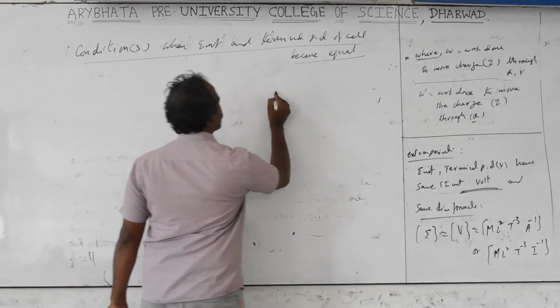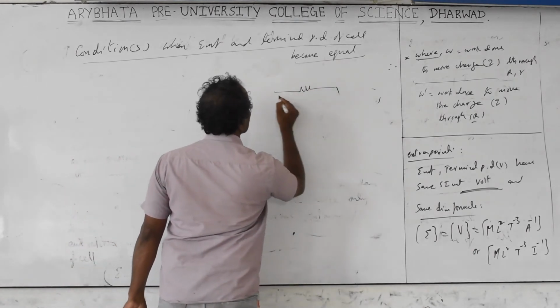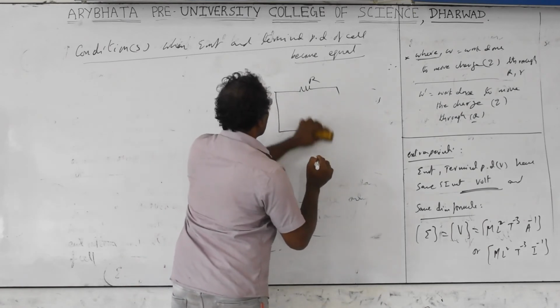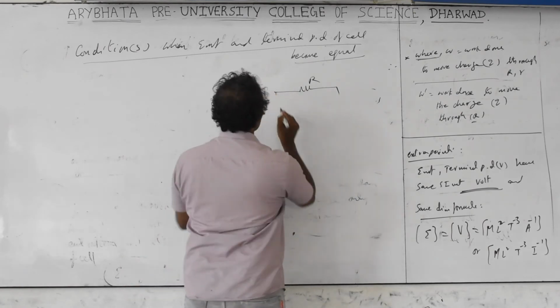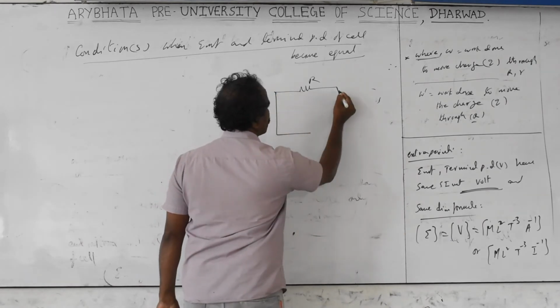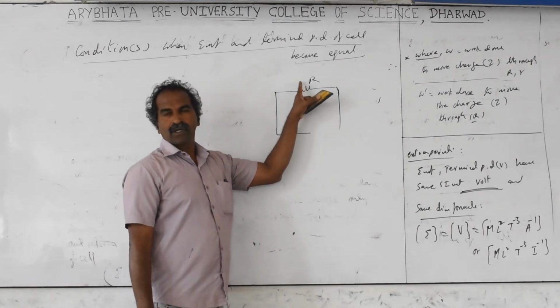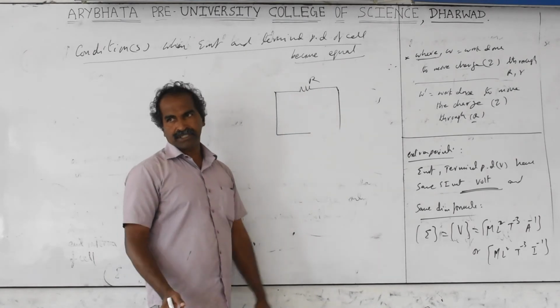We have the external resistance connected across the cell. External resistance is also sometimes called the load resistance. That is the one which is absorbing the electrical energy and converting it into other forms. It is also called the load. Load resistance is the one which absorbs the electrical energy.